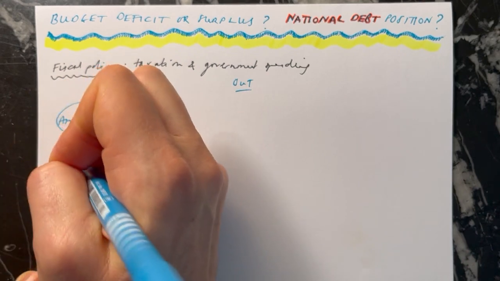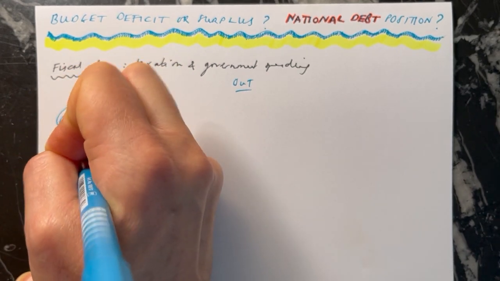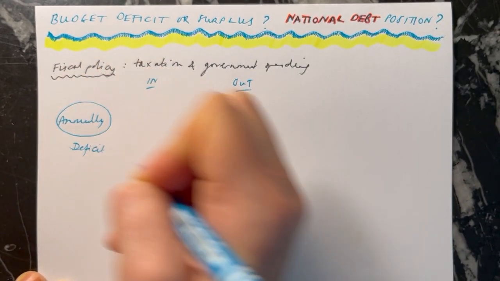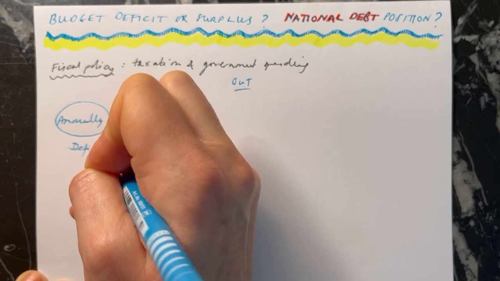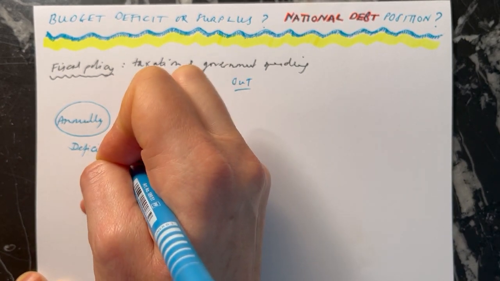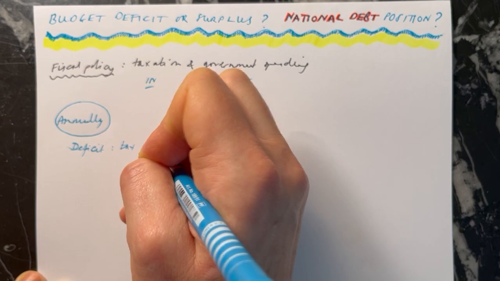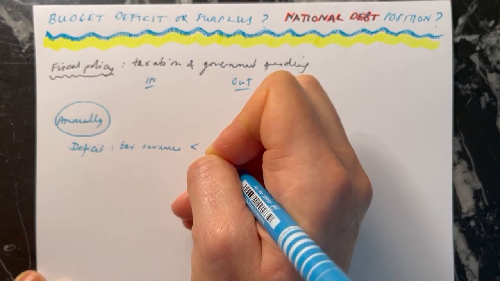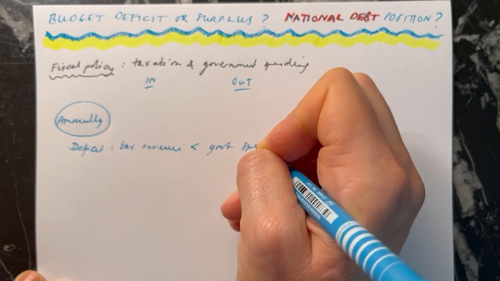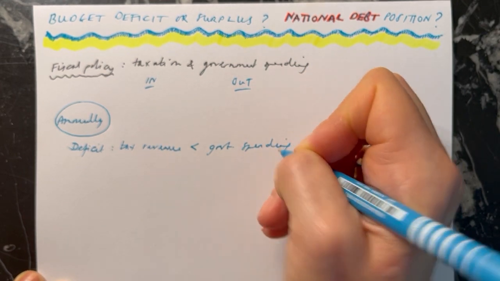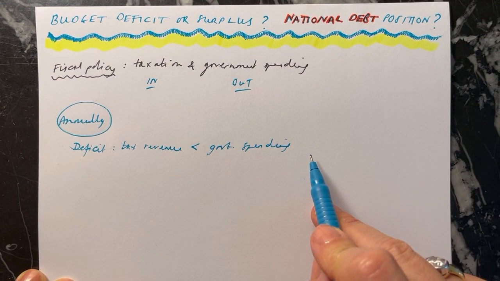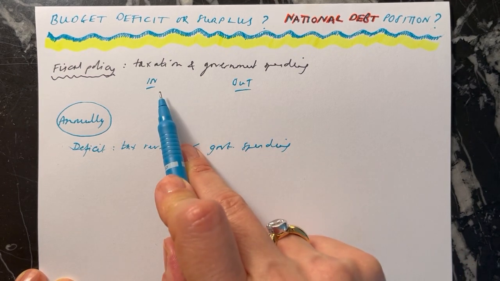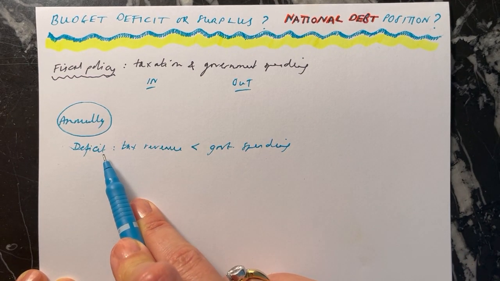We have a budget deficit, which is a bad thing usually. This means that your tax revenue that the government is collecting in is less than the government spending. So overall, more money is going out than is coming in, and you end up with a budget deficit in that year.